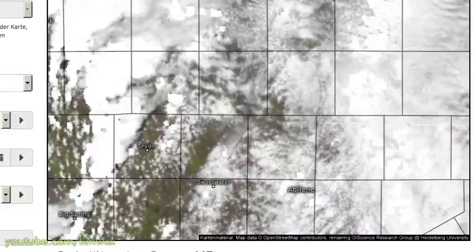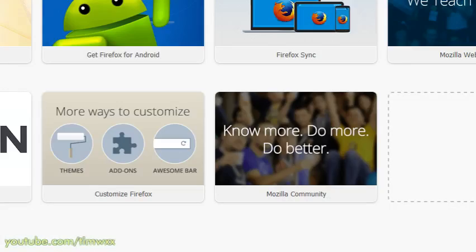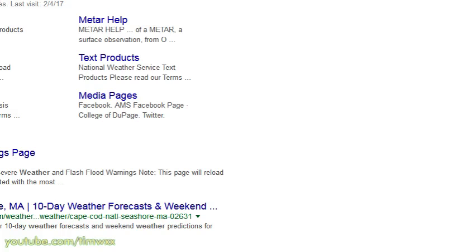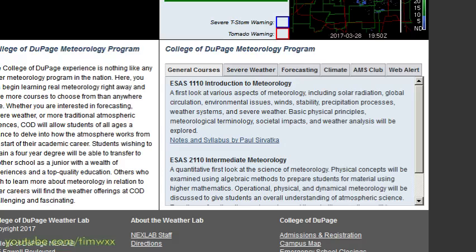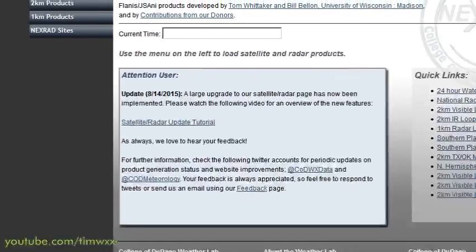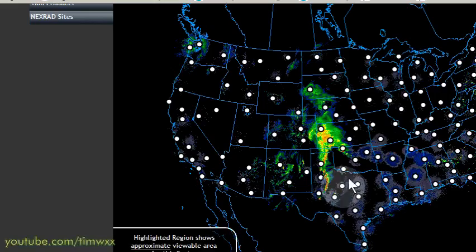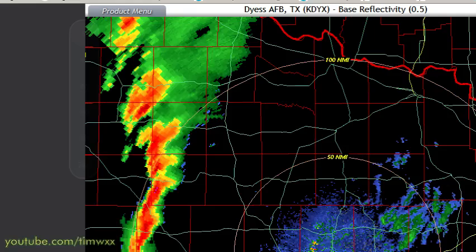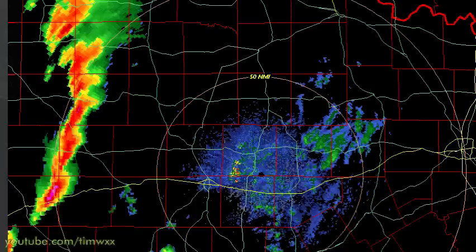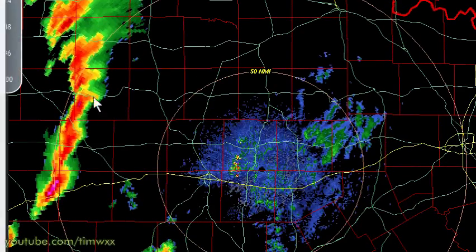And then finally, one more thing we can look at. We can look at the VAD wind profile. So for this one, we can go to Ecology DuPage. They've got some good radar data there. We go to Weather Analysis Tools and then to Satellite and Radar. On the left, we pick out radar sites, and we go to Dyess. And that brings up the current radar. And then I just click on the VAD wind profile.